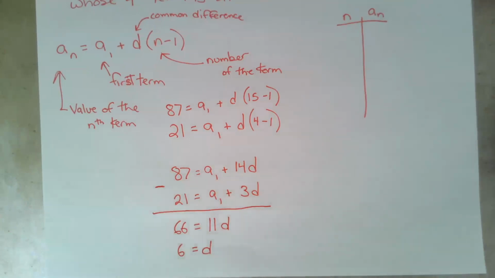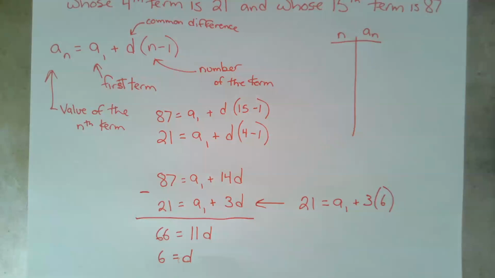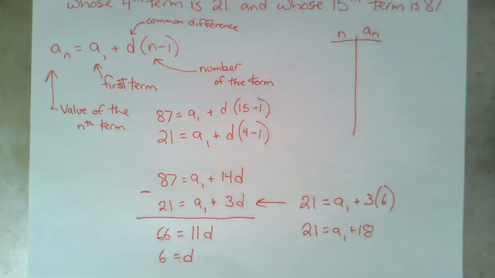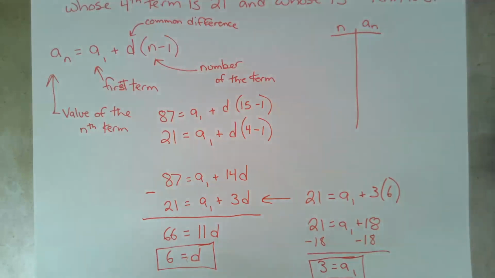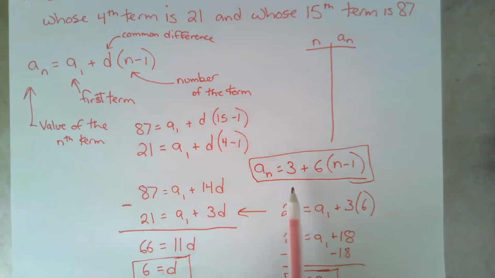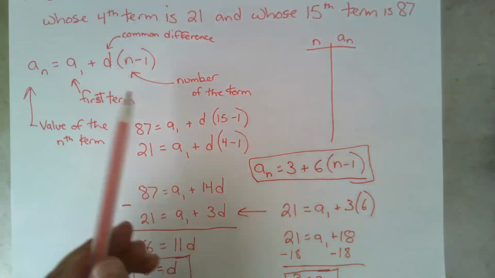Now that I have the value for one of my variables, I just go back and plug it into the equation to solve for the other. So there I'm choosing to use my smaller equation, and I stick my 6 in place of d. That's my next step. And finally, I solve to find that a sub 1 equals 3. So now that I have the value of both variables, I can write my parent equation for this sequence. So that is my equation using 3 as my a sub 1 and 6 as my d.